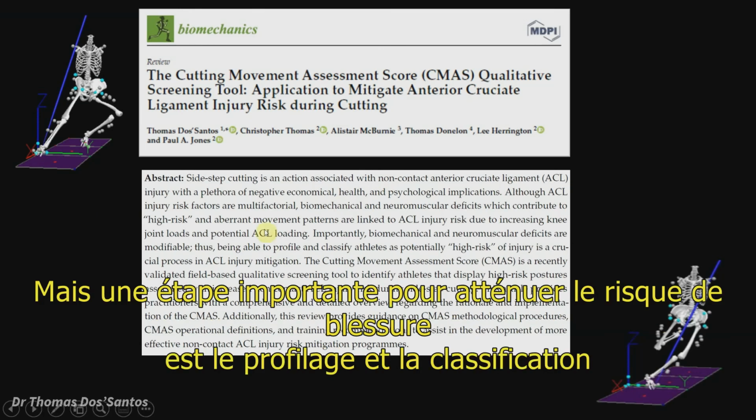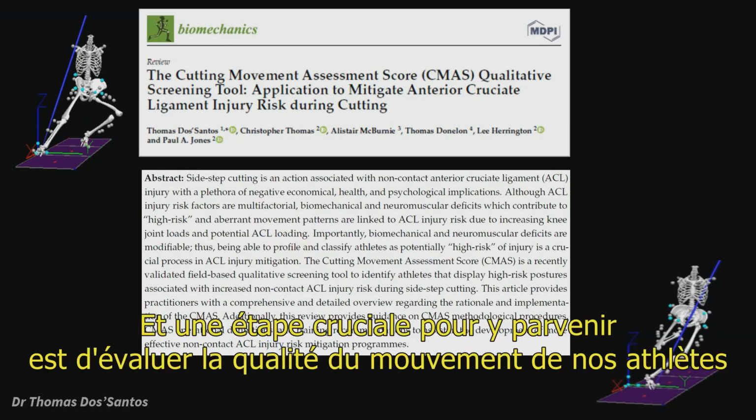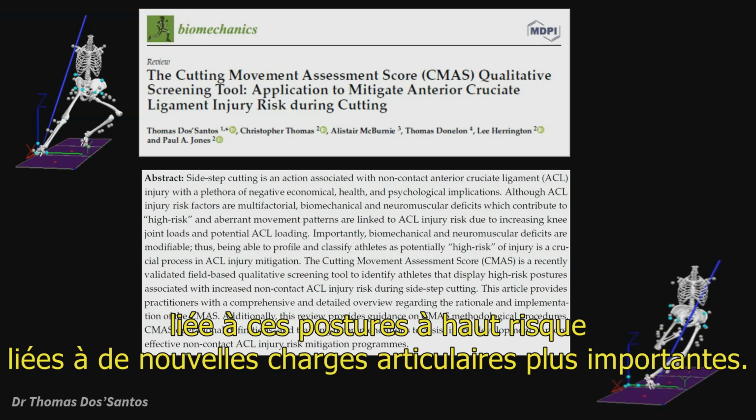But an important step to mitigate injury risk is profiling and classifying athletes potentially at high risk of injury. And a crucial step to do this is to evaluate our athletes' movement quality linked to those high-risk postures, linked to greater knee joint loads.